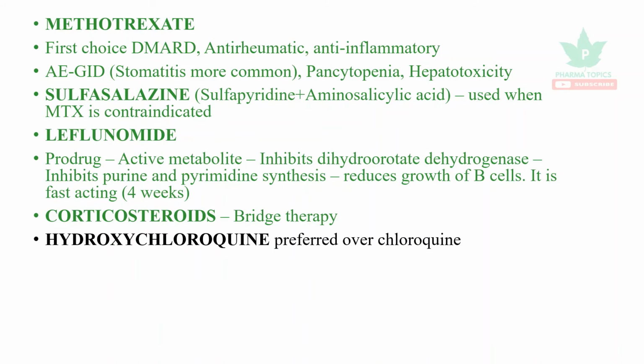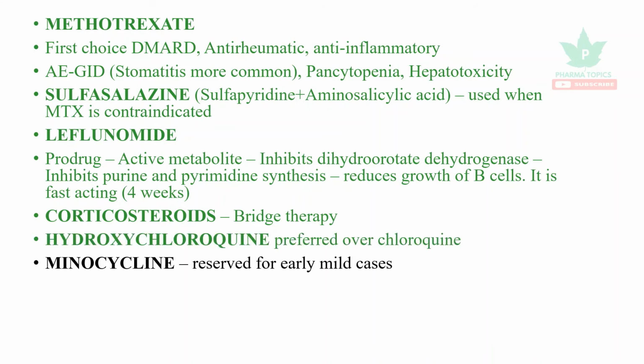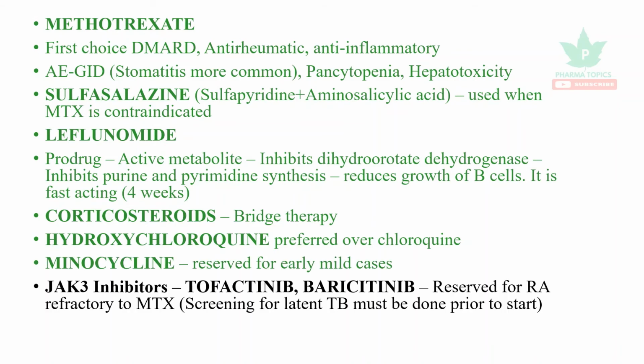Hydroxychloroquine is an analog of the anti-malarial drug chloroquine that could be used as an anti-rheumatic drug. And minocycline is reserved for early mild cases. The mechanism is not known. And JAK inhibitors, tofacitinib and baricitinib, they are reserved for the rheumatoid arthritis cases in which other drugs could not be given.